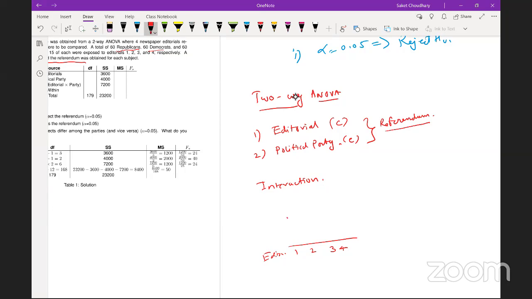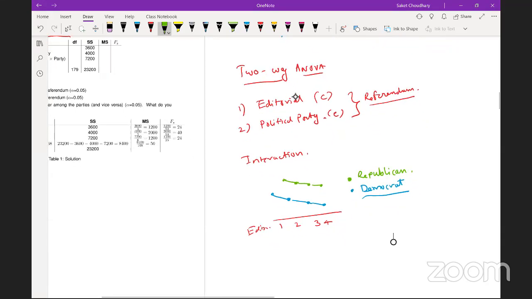Okay, so there's one theoretical scenario. Let's say you were a Democrat. So you're seeing some sort of pattern coming because you're coming from this Democrat, right? Let's say what would we see if, on the other hand, I were a Republican. So this is scenario number one.